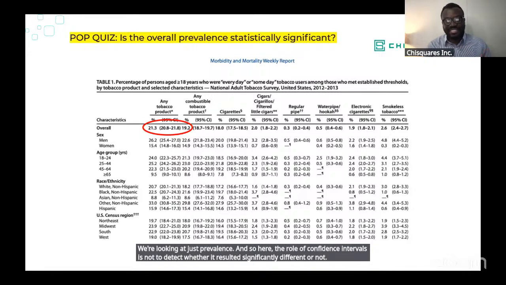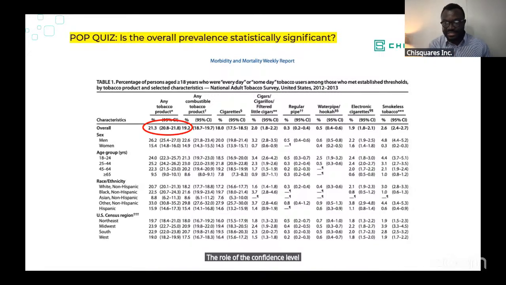The role of a confidence interval in this case is to tell us about what? This was from last class. In descriptive statistics, and you can type the answer on the chat too, what role does the confidence interval serve?